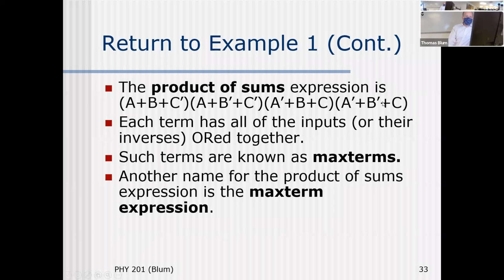So there they are. And then I have a product of them. So there is a precedence in Booleans, the same way there's a precedence in algebra. So I want to form the sums before I do the product. I want to do the ORing before I do the ANDing.